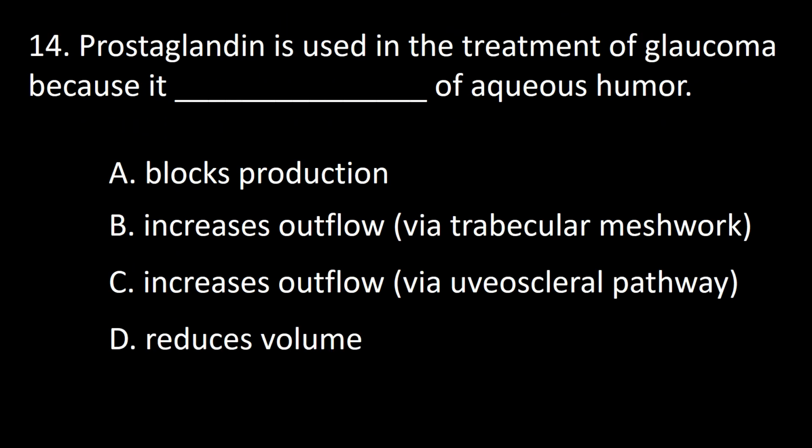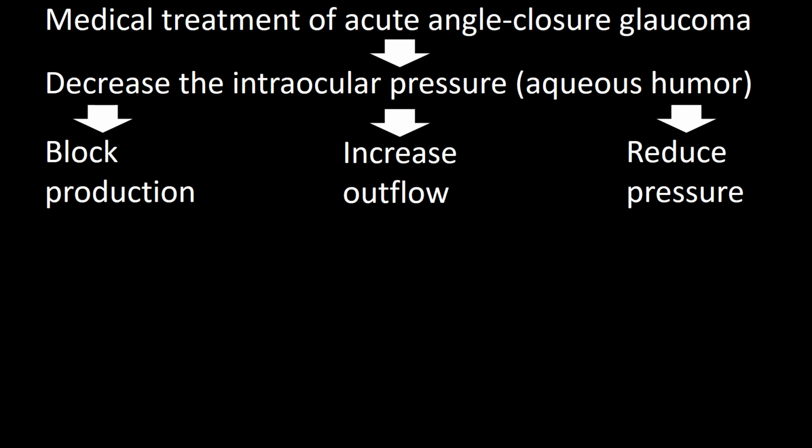Next question. Prostaglandin is used in the treatment of glaucoma because it blank aqueous humor. A. Blocks production. B. Increases outflow via trabecular meshwork. C. Increases outflow via uveoscleral pathway. D. Reduces volume. I hope you recall this diagram. We use it to answer the last question.